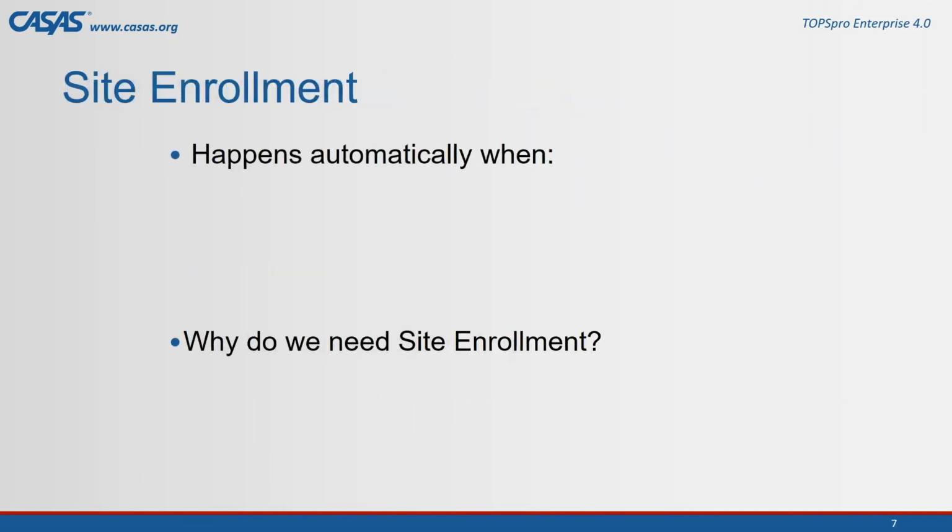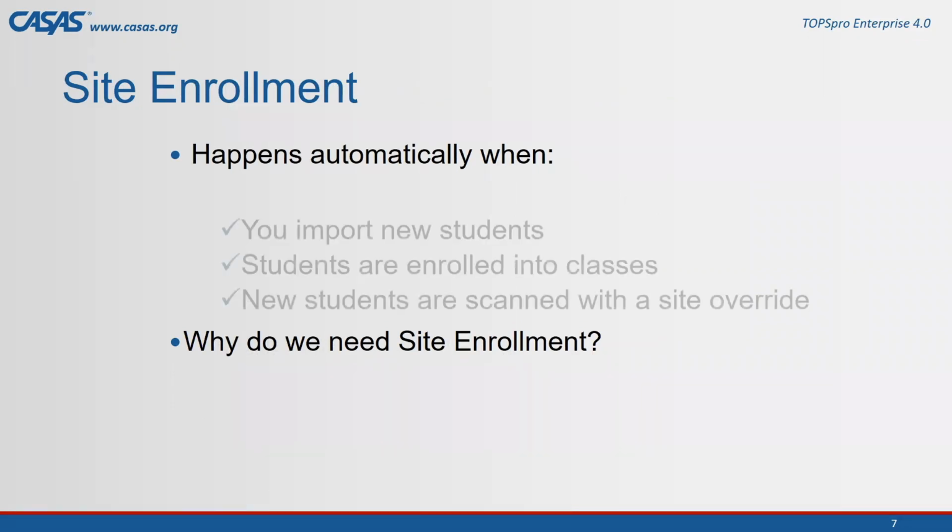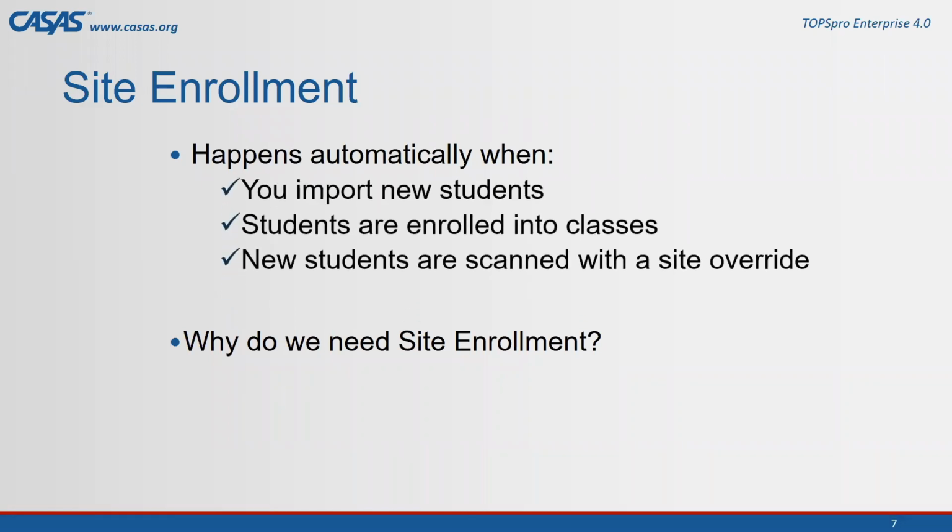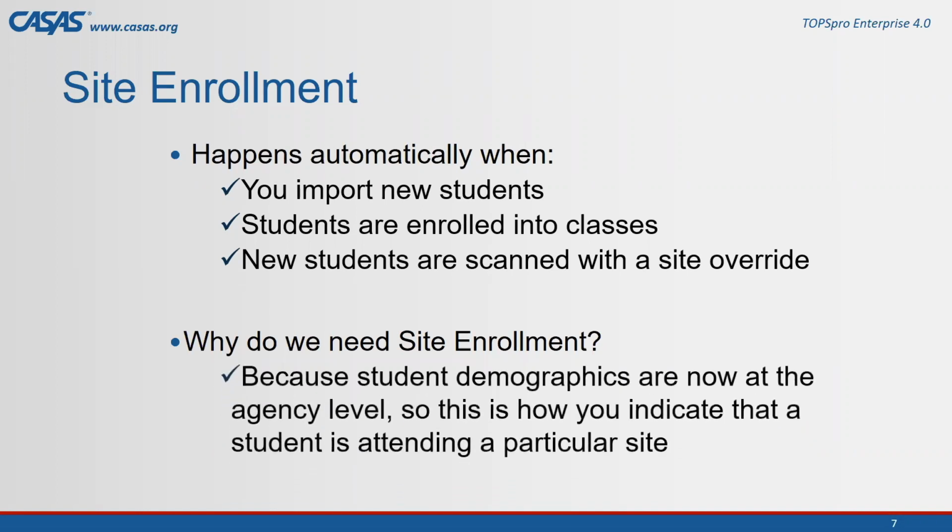The good news for your workflow is that in the majority of cases, site enrollment will happen automatically. Like when you import new students, students are enrolled into classes, and new students are scanned with a site override. So why do we need site enrollment? Because student demographics are now at the agency level. So this is how you indicate that a student is attending a particular site.